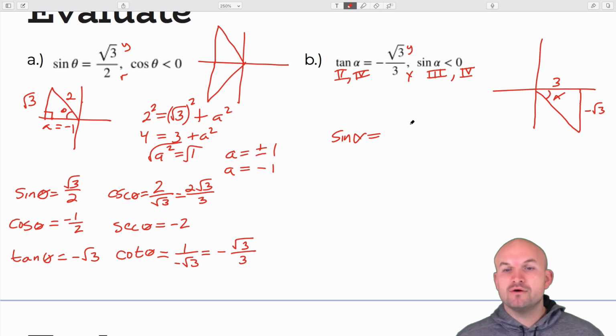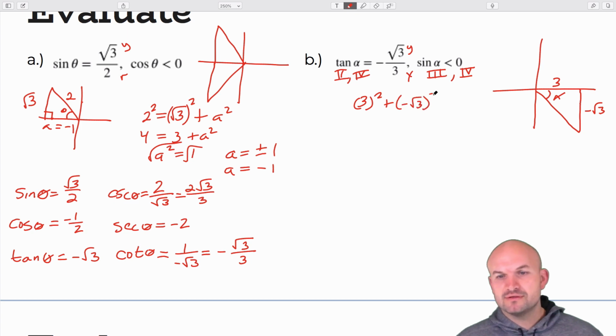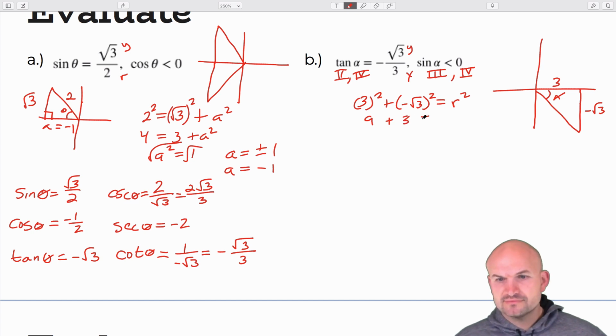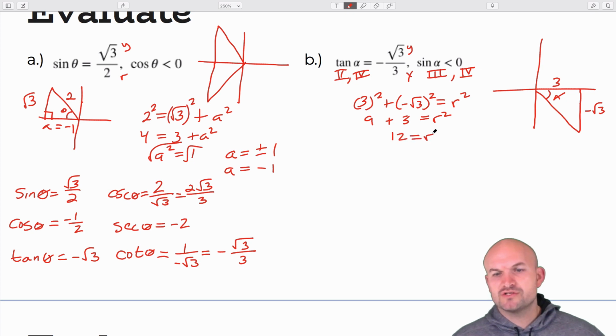So the sine of alpha, we can't do the 6 trig functions until we know what our hypotenuse is. So, also at this point we start doing the Pythagorean theorem in our head. But let's just work it out here, and let's just call this r squared. So 3 squared is 9. Negative square root of 3 squared is just going to be a positive 3, so 9 plus 3 equals r squared. And then in this case, we're going to have 12 equals r squared. So in this case, we don't have a nice little number, right? We're going to have r equal to the positive square root of 12, right?